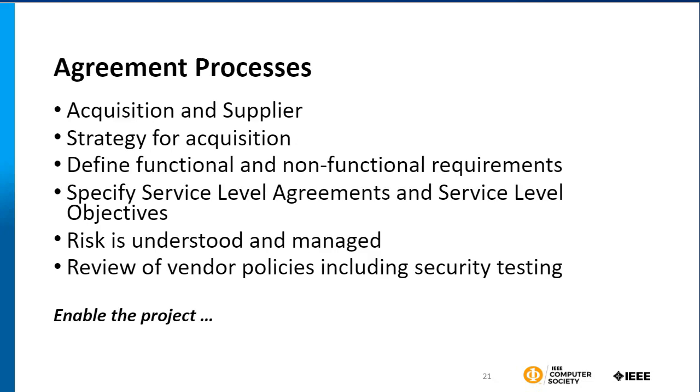If you're going to purchase a product, you have to go to the company that you're buying from as part of the acquisition process and have a strategy for acquiring that software. Make sure that you've got your requirements for the product that you're purchasing well defined. Make sure you've specified the service level agreements and service level objectives. Understand the risk of getting that product. Could that company go out of business? Are they really in a position to support you for the long term? Review the vendor policies, including security testing.